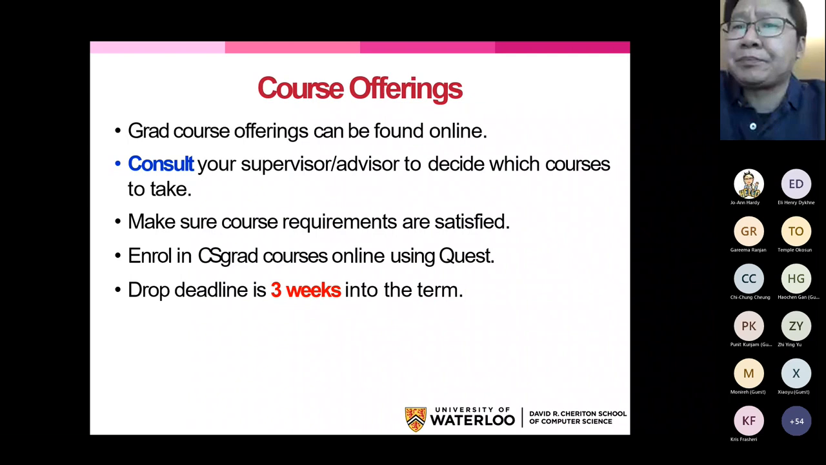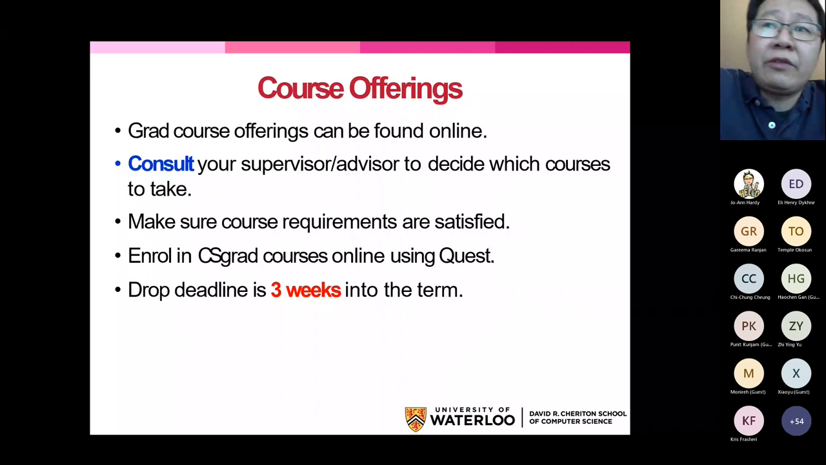You can enroll in CS grad courses using Quest online, and you can drop courses up to 3 weeks into the term. Okay, so one thing I want to highlight here is that you should only enroll in courses that you plan to take. So for example, if you are a thesis-based MMath student, you should be taking two courses per term until you've completed all your courses. So you should only be enrolled in two courses.